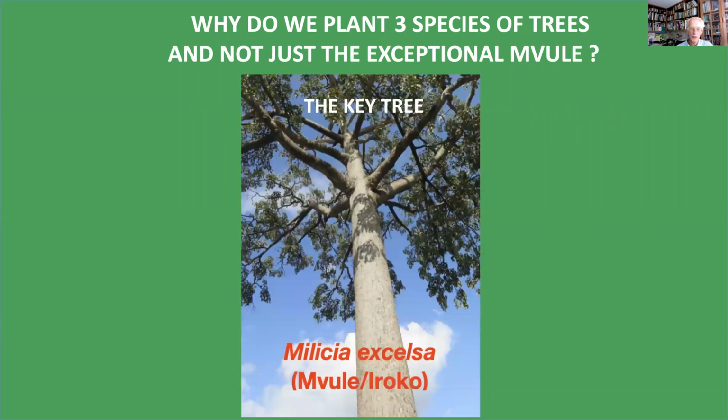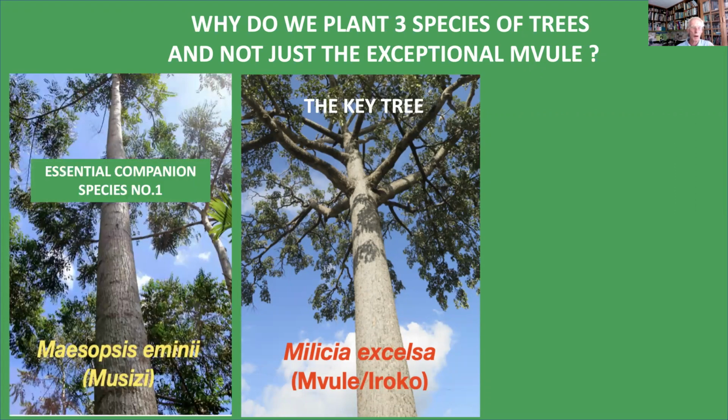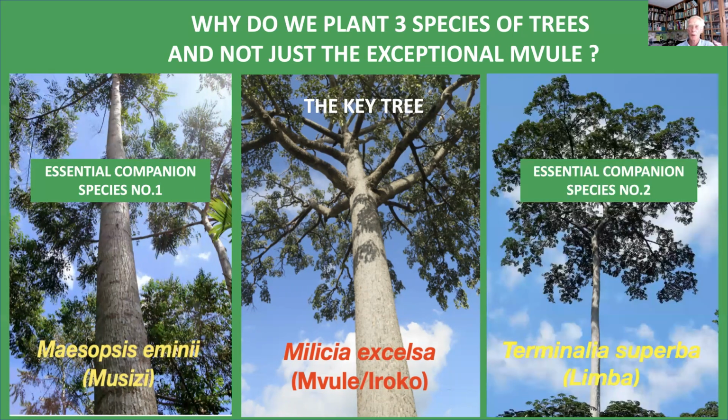So the key tree is Milicia excelsa. That's a scientific name for Mvule or Iroko. We also plant the essential companion tree number 1, which is Maesopsis eminii, which is MUSIZI in East Africa. That's what we call it, MUSIZI. We also plant the essential companion species number 2, which is a Terminalia superba, known in the timber trade as limba. So we plant these 3 trees, a key tree, Mvule, and 2 companion species, and you'll see why in a moment.